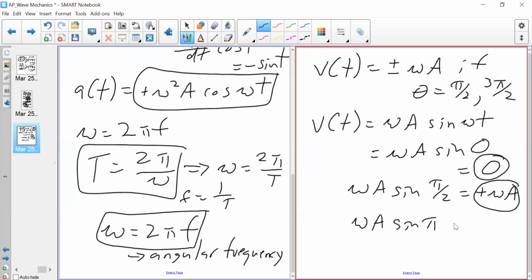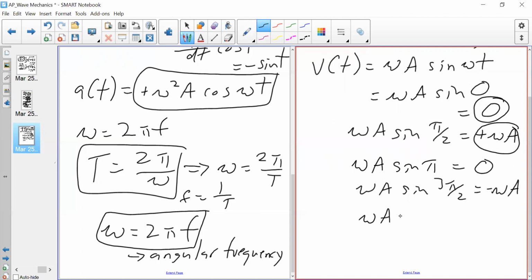Omega sine pi, that's 0, right? And then so forth. Sine 3 pi over 2 is minus 1, so that's going to be negative omega A. Sine 2 pi is 0. So we got all of our points: 0, maximum, 0, maximum below 0, and then back to 0.